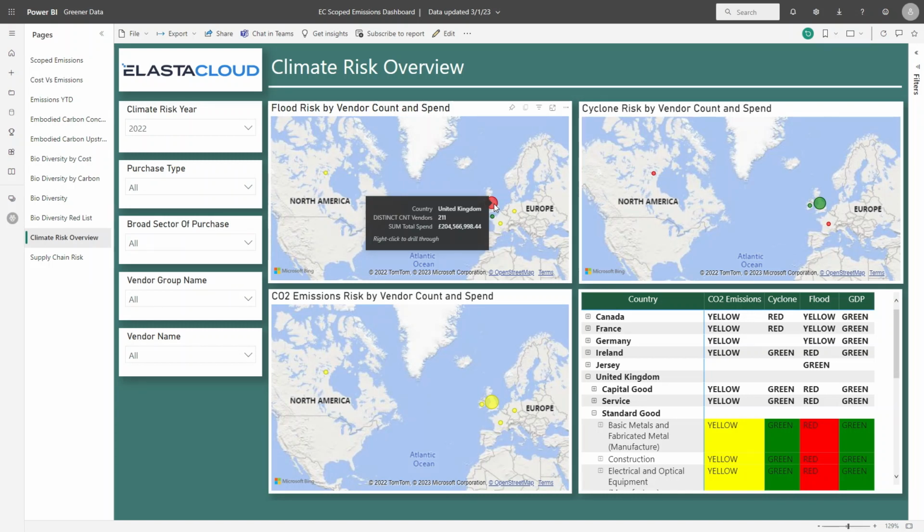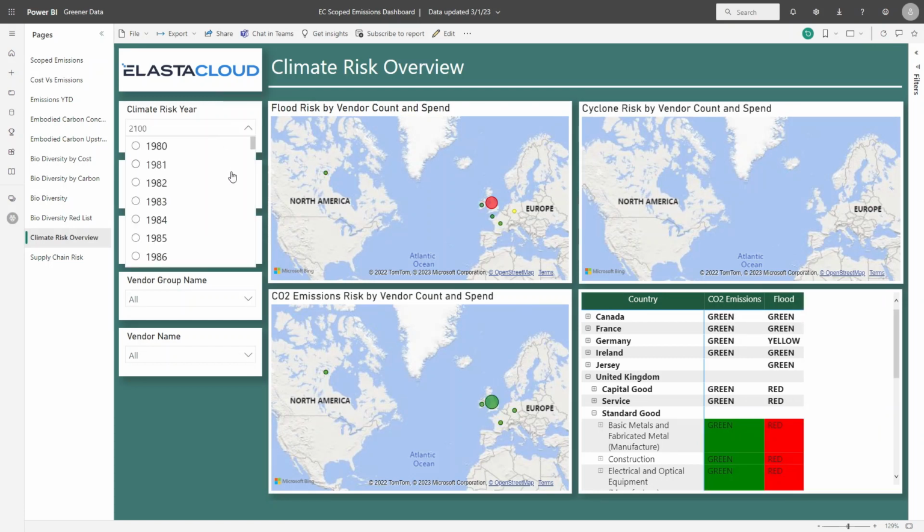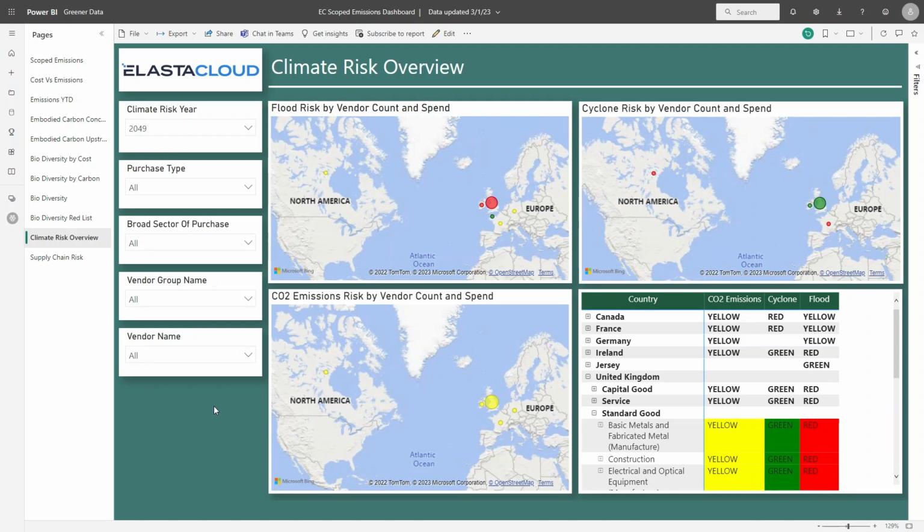Each risk factor here is shown by year and is both historical and forecasted. Forecasts for CO2 risk and flood risk go all the way up to 2100. Meanwhile, cyclone risk goes up to 2049. This allows for future consideration of revenue at risk based on supplier chain spend.